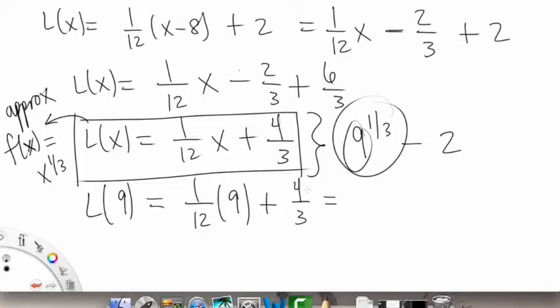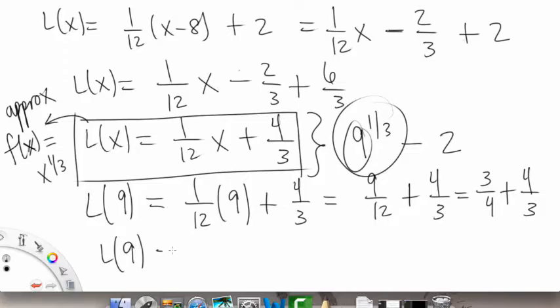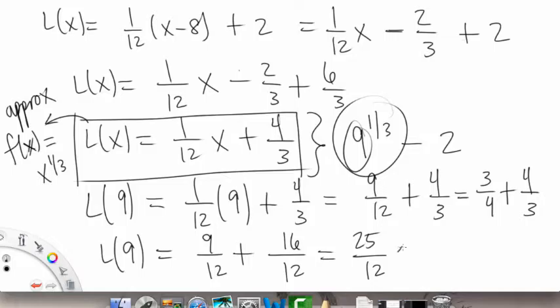So that's equal to 9 over 12 plus 4 over 3, which is the same thing as 3 over 4 plus 4 over 3, if you reduce it. So if we keep solving and combine those, if we want a common denominator, we'll get 12. So I should have just left that as 12. So 9 over 12, and then this one over 12 is 16. So we end up with 25 over 12. So this is the linear approximation evaluated at 9. So this is about equal to 9 to the 1/3 power.